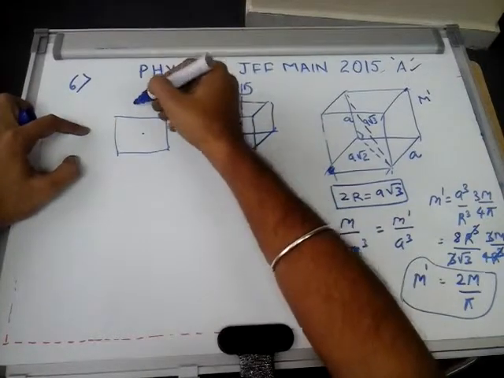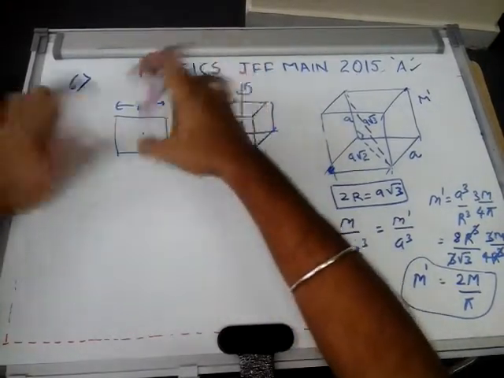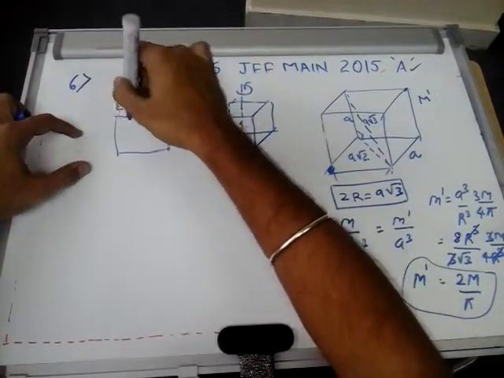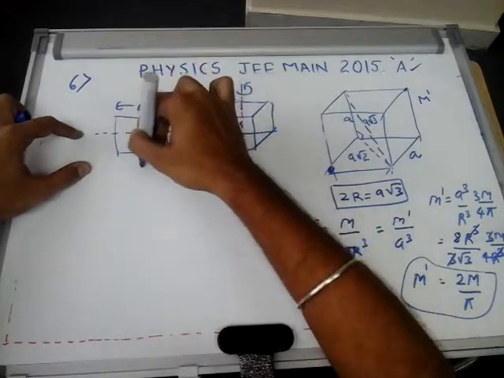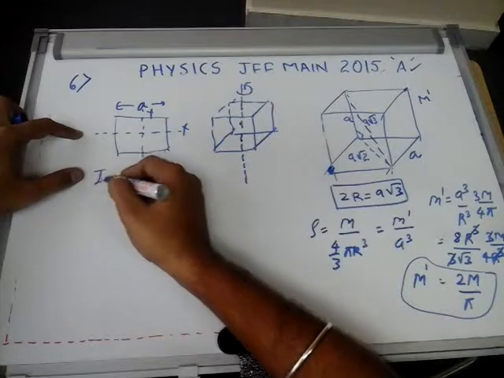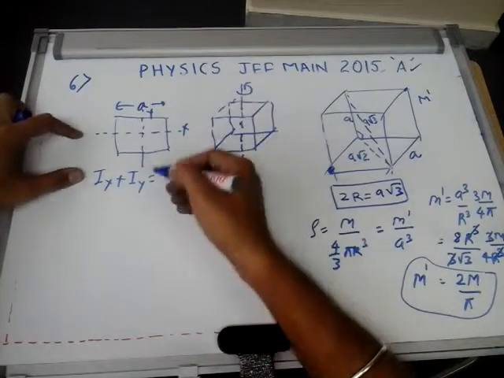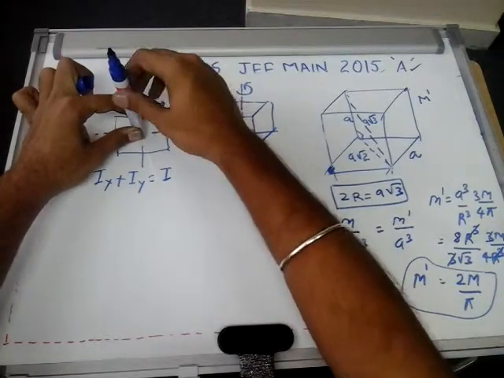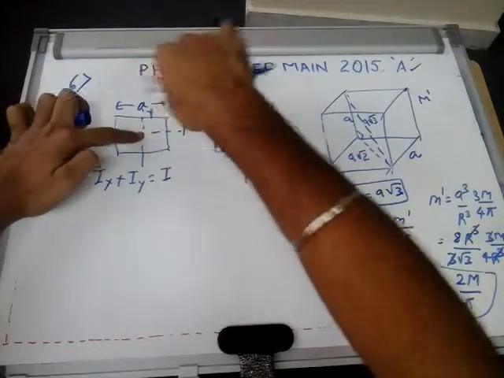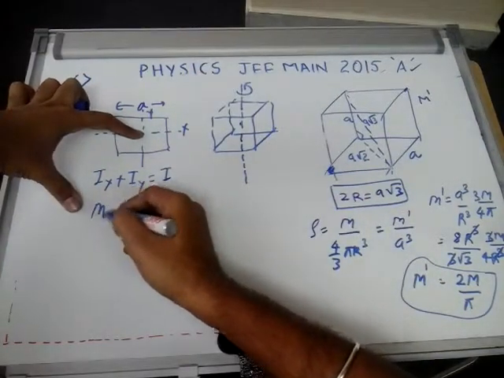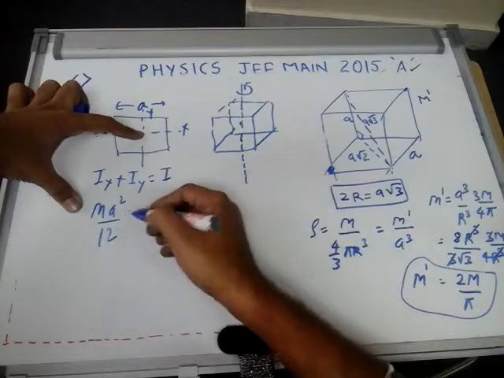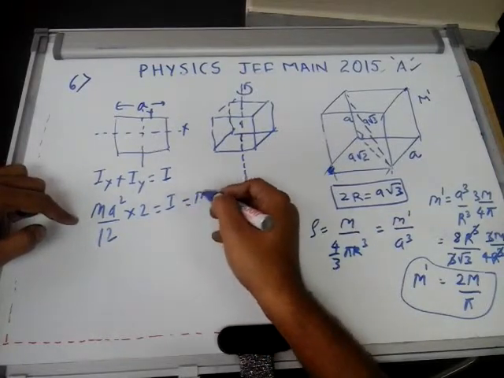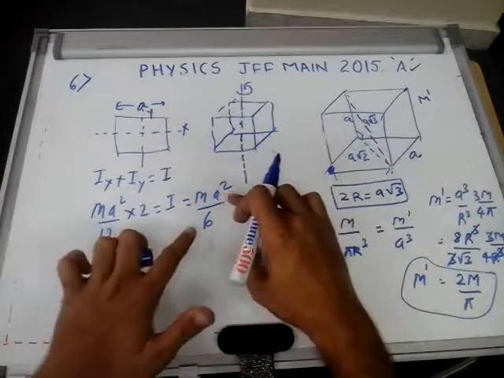Clearly the side is a, suppose. What is the moment of inertia about this axis? Using the perpendicular axis theorem we can derive it. Suppose this is the x axis and this is the y axis, so Ix plus Iy is equal to I, the moment of inertia about an axis perpendicular to the plane and passing through the center. Ix and Iy are both equal to ma square by 12. So I can write ma square by 12 into 2 is equal to I. So this is ma square by 6. This is our result.